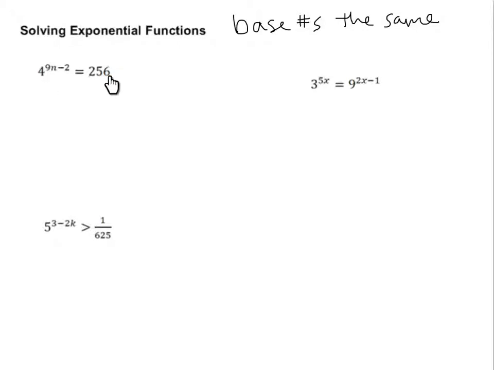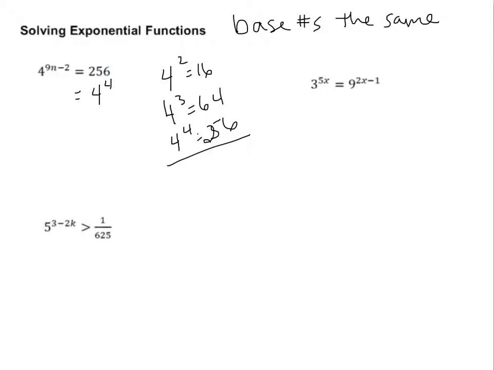We need to somehow write 256 as a base of 4. So we think of our exponents of 4. 4 to the second is 16, 4 to the third is 64, and 4 to the fourth is 256. So we're going to use 4 to the fourth, and we're going to replace 256 with 4 to the fourth power. So there we have 4 to the fourth power, and that's equal to 4 to the 9n minus 2.